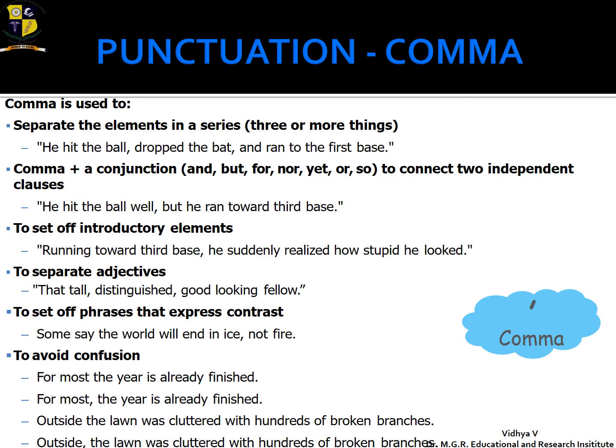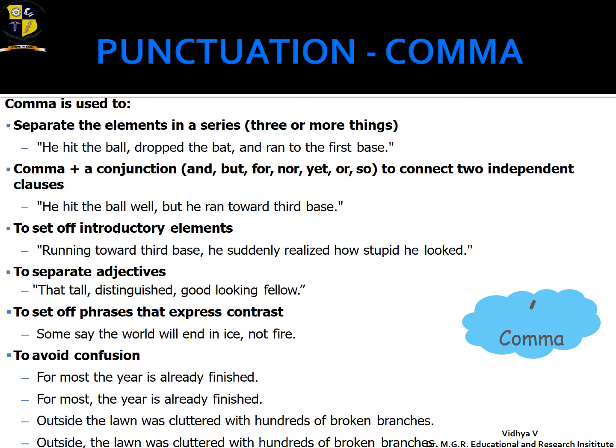To set off introductory elements, so you're giving some introduction. Running towards the third base, comma, he suddenly realized how stupid he looked. Or to separate adjectives: tall, distinguished, good looking fellow. You're separating the adjectives. Tall distinguished good looking without any commas, it will look stupid or it won't make any sense. So you put a comma between adjectives. Next is a set of phrases that express contrast. Ice and fire is contrast, so there you use a comma. Some say the world will end in ice, not fire.